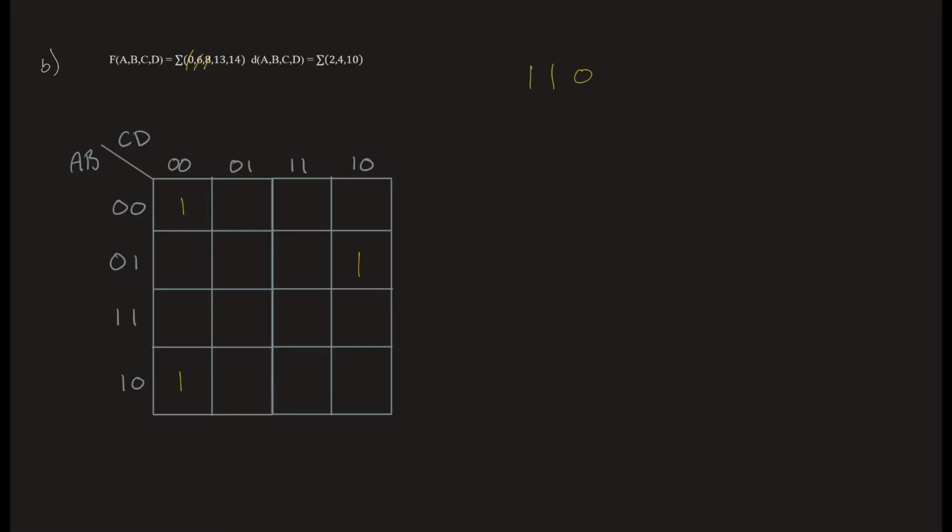13 is this, I think. Right? 1, 2, 4, 8, 12, 13. Yep. So 1, 1, 0, 1. There is a 1 at 14, which would be 1, 1, 1, 0. Where's that at? That's right here. And now we have our x's.